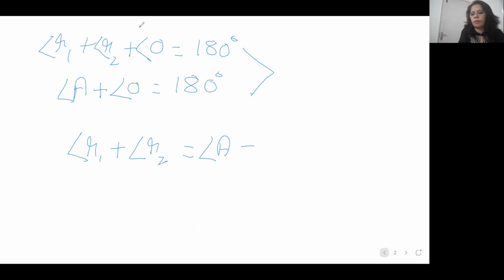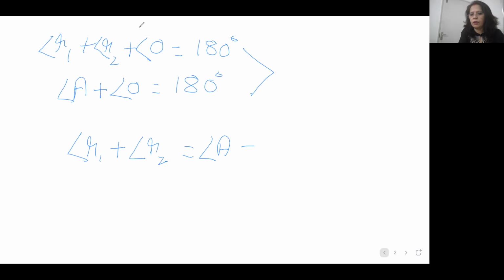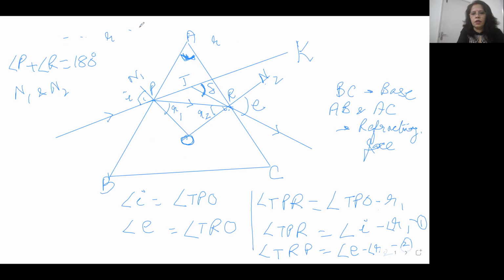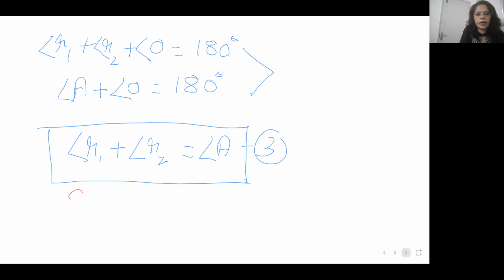Put this as equation number 3. We get a very important relation over here. Now from this figure, you can see this is the external angle delta. So this will be equal to the sum of these two internal angles, angle TPR plus angle TRP. So external angle delta is equal to angle TPR plus angle TRP.